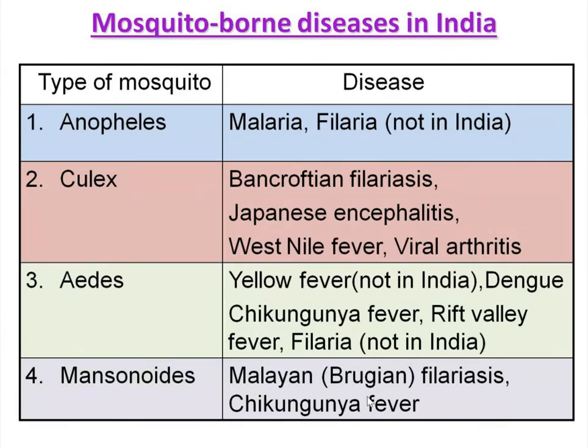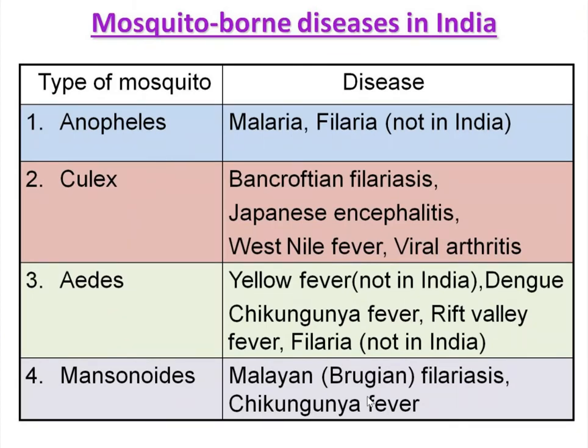Bancroftian filariasis, Japanese encephalitis, West Nile fever, viral arthritis. These are the diseases which are transmitted by the Culex mosquito. Most commonly we know filariasis and Japanese encephalitis, right? And nowadays we are more commonly seeing viral arthritis also, which is transmitted by Culex mosquitoes.